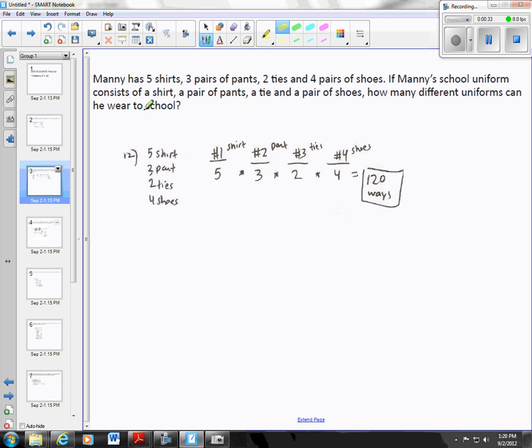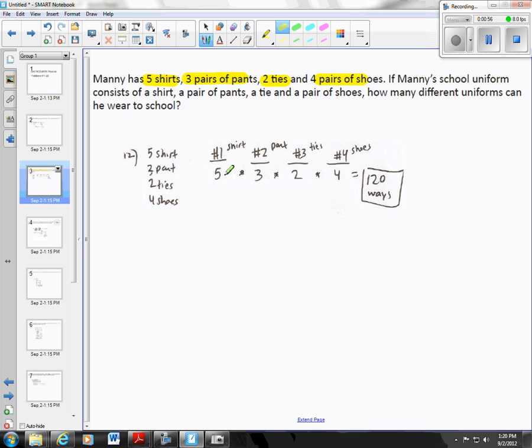All right, the next problem, this is a fundamental counting question. We have 5 shirts, 3 pants, 2 ties, and 4 shoes. Okay, we have to pick an outfit. The first thing you need to start training your brain to do is think of choices. Manny is making 4 decisions. He's first picking a shirt, then pants, then ties, then shoes.